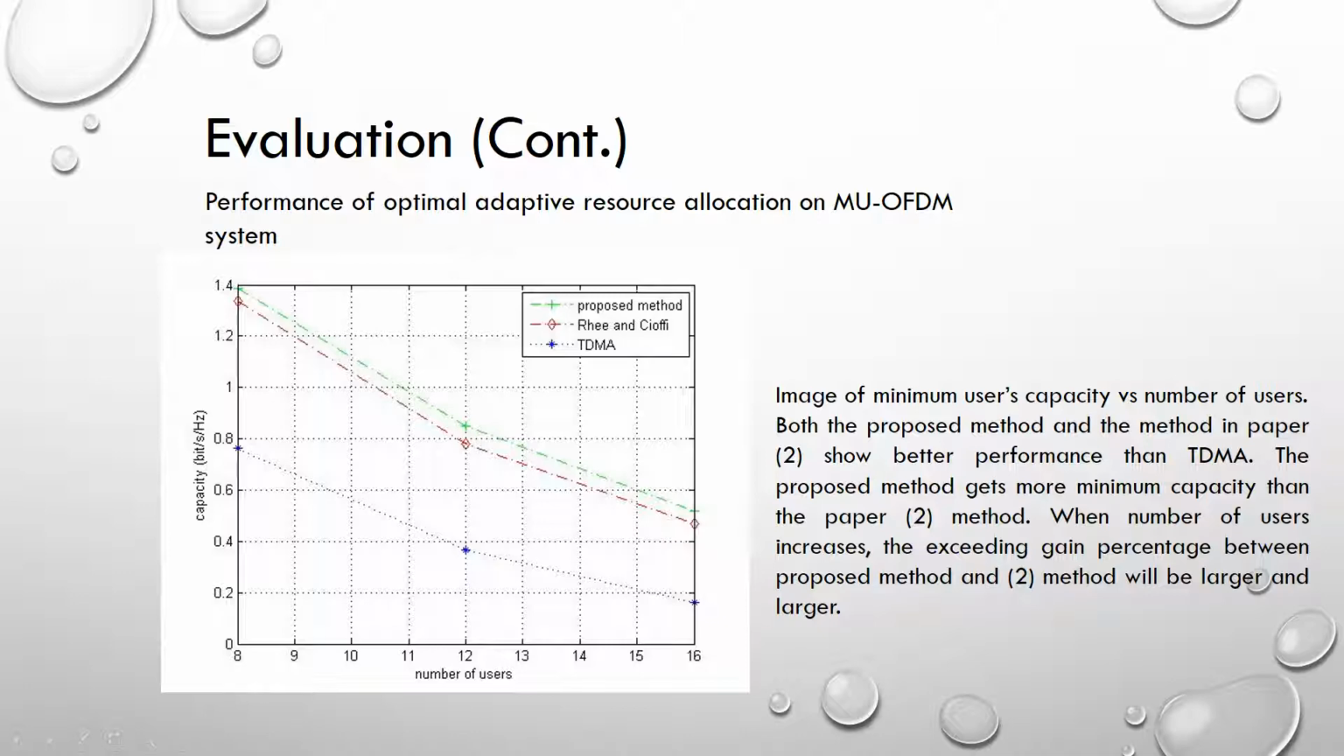When the number of users increases, the exceeding gain percentage between the proposed and the paper 2 method will be larger and larger, because the interval between the proposed method and the paper 2 method is about 0.08 bits per second per hertz. And when the number of users increases, the interval will not change. So the exceeding gain percentage will become larger and larger when the number of users increases.